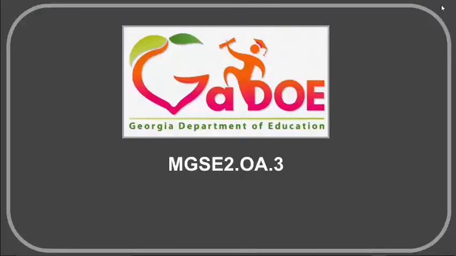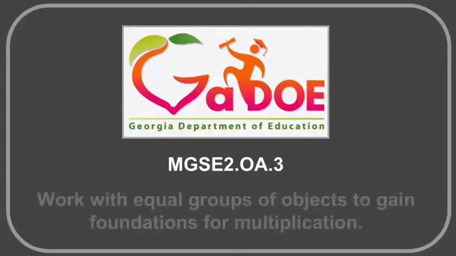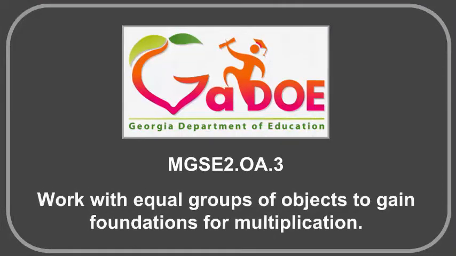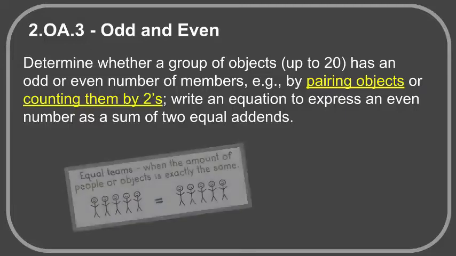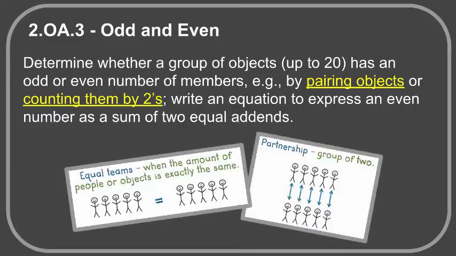This presentation will review the Georgia Standards of Excellence 2OA3, which focuses on working with equal groups of objects to gain foundations for multiplication. 2OA3 states that students will determine whether a group of objects up to 20 has an odd or even number of members. The emphasis is on building conceptual understanding by pairing objects or counting them by twos. Students will also write an equation to express an even number as a sum of two equal addends.